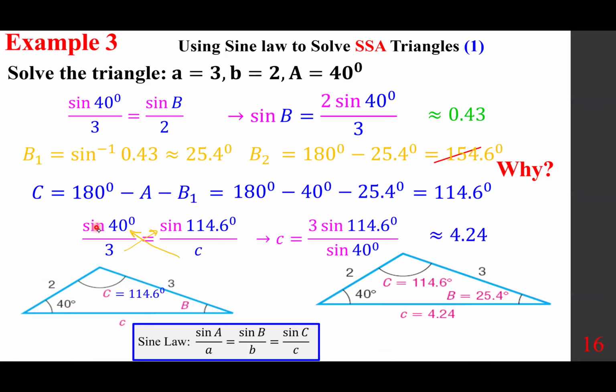And so you put everything in. Here's the C, capital C, the angle. Here's the lowercase c, 4.24, this side. And here's the capital B, the angle. And we just solve this triangle accordingly.